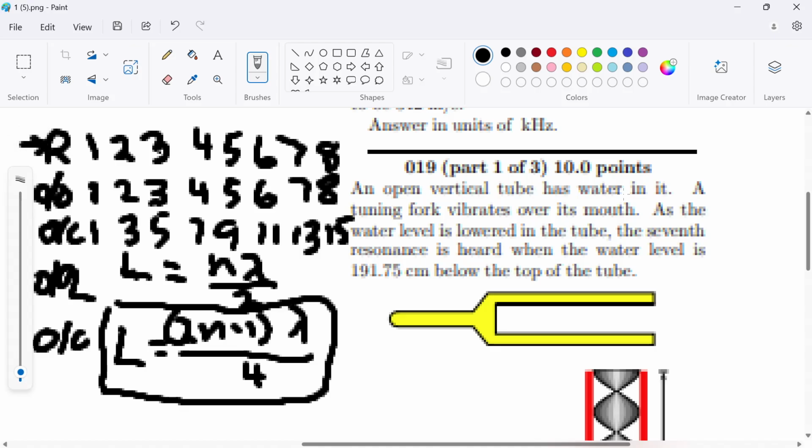So for the 7th resonance, 2 times 7 is 14, minus 1 comes out to 13. The harmonic is 13. And that's what multiplies by lambda there, the wavelength.